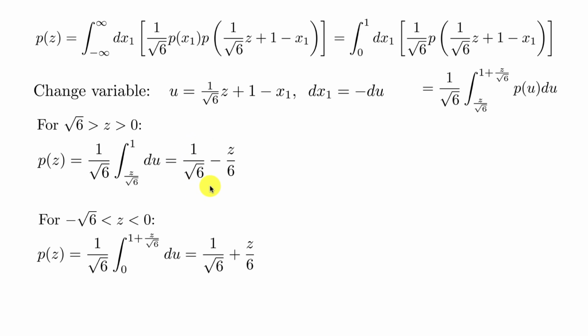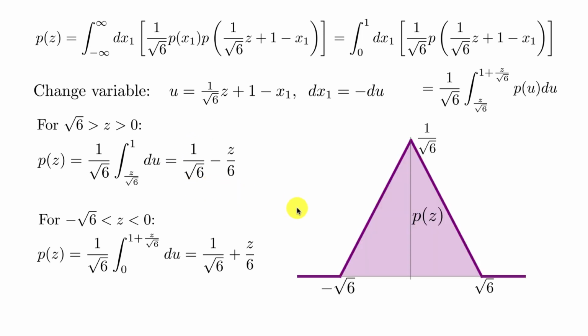Now let's sketch it. What we see is that P of z is this function. It's 0 up till here. It becomes 1 over square root 6 here, goes back to 0 over here. And although this is not Gaussian looking, it's closer to a Gaussian than the flat one we just saw a little while ago.